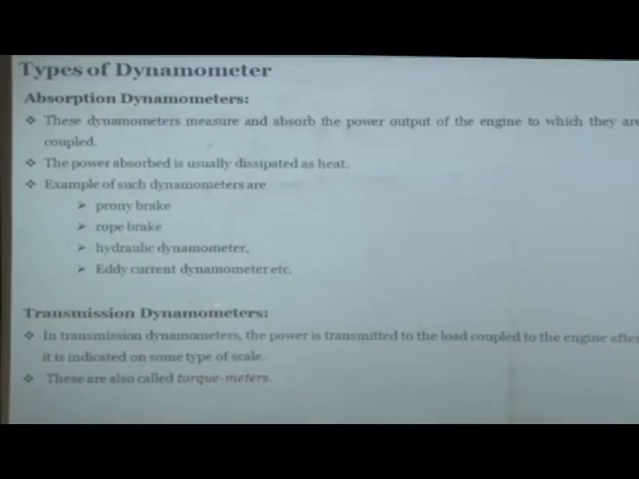In a transmission type of dynamometer, the power is transmitted to the load coupled to the engine after it is indicated on some kind of scale. So here you are not absorbing the power, you are allowing the power to go out, but before it goes out, you want to measure it. Okay. So these are also called torque meters. So basically they are just measuring the torque used and by some kind of strain gauges, etc.